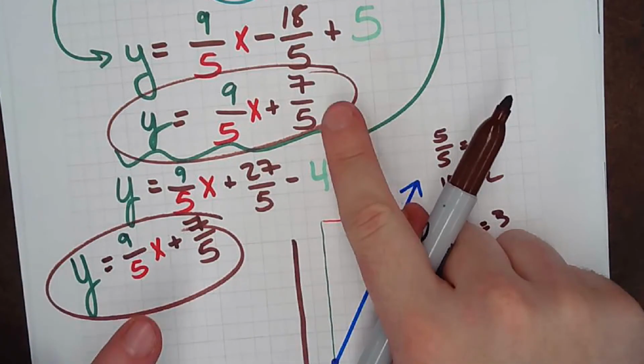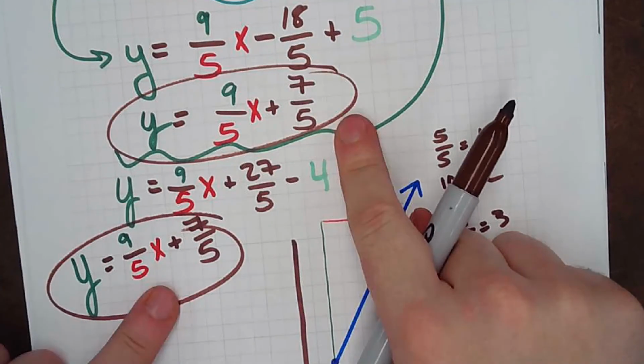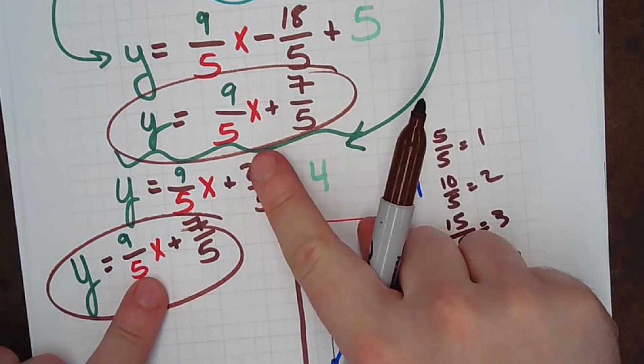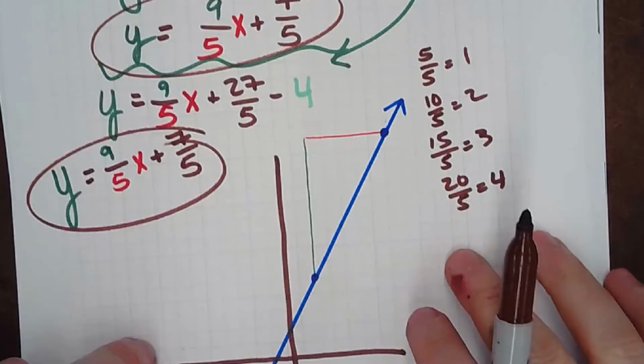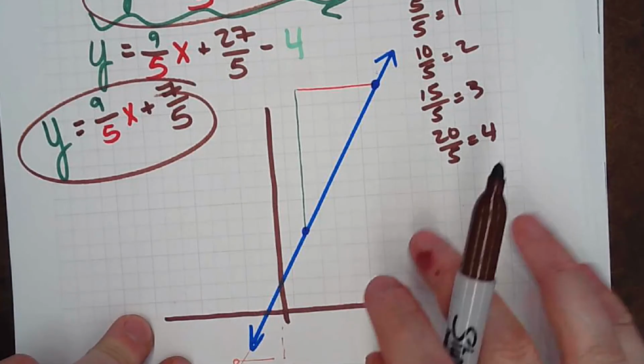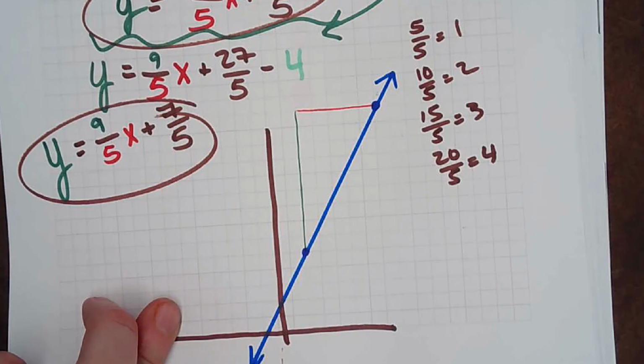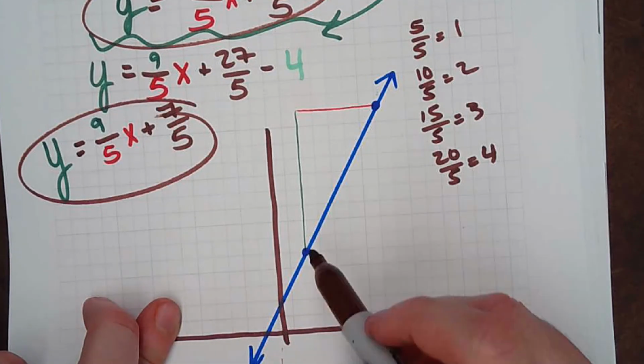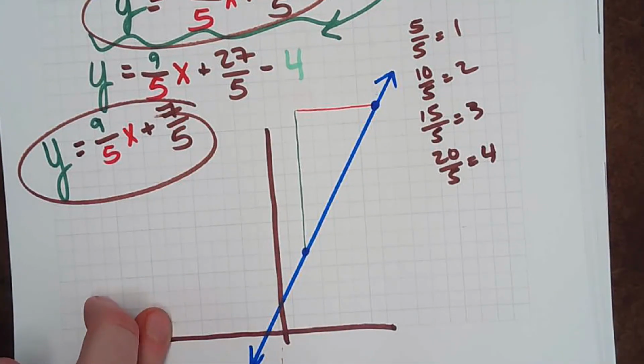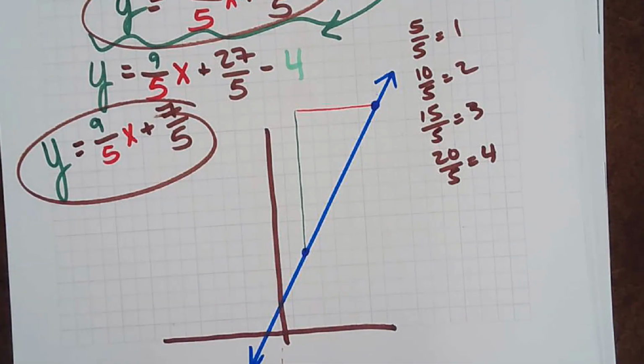And notice they are the exact same equation. Same y-intercept, same slope. And if you check on our graph, 7/5 is the y-intercept, 7/5 is a little more than 1, and a little more than 1 looks like that's our y-intercept. 9 over 5 up is the slope that we had. So they are the exact same thing.